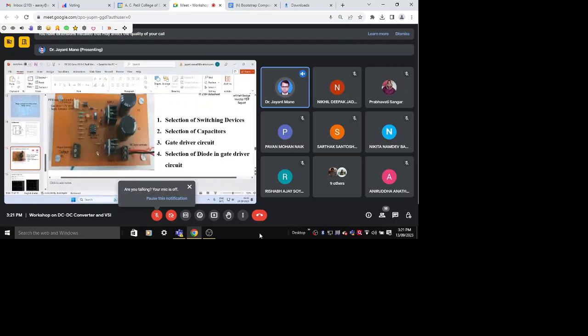So calculating the bootstrap capacitor and bootstrap diode is very important. This is the diode, UF4007.